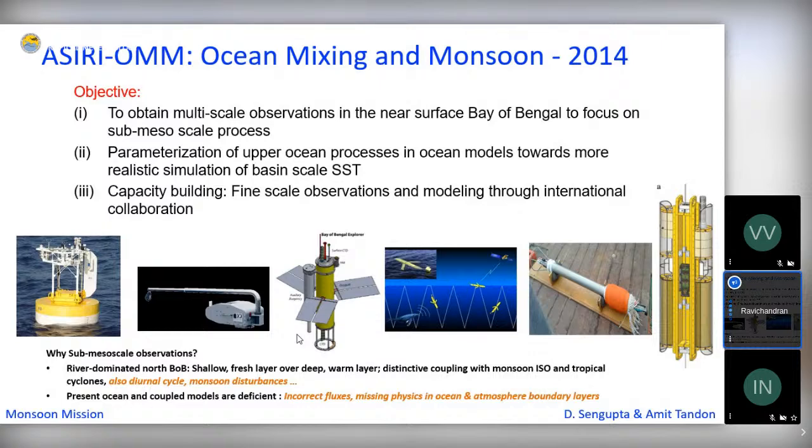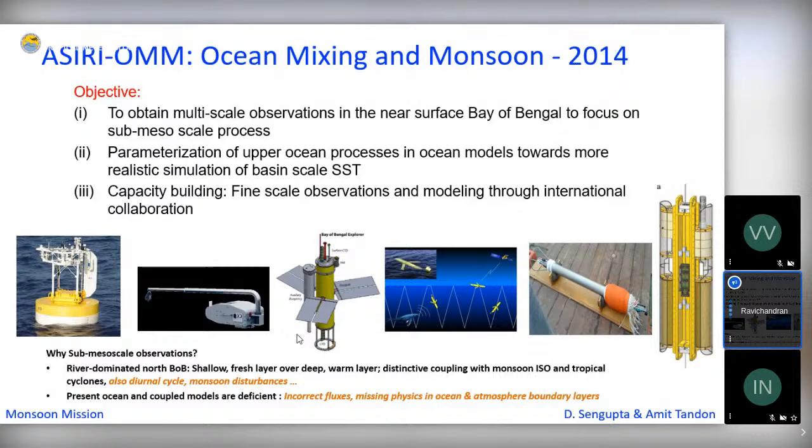And also they have deployed some of the Lagrangian floats. It will provide not only temperature and salinity, it will also provide the currents all along the surface, and it drifts along the particular density surface. So you will get very valuable information along the density surface.